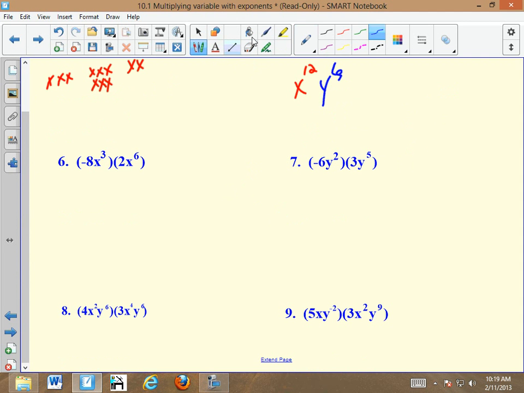Here, this is really simple. Negative 8 times 2 is negative 16, thank you. 3 plus 6 is 9. Negative 16, x to the 9th.